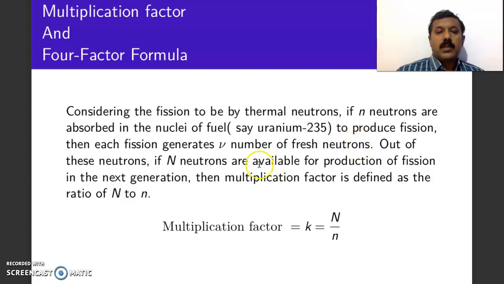And out of this nu times n number of neutrons, if capital N neutrons are available for production of fission in the next generation, then the multiplication factor is defined as the ratio of capital N to small n. That means K will be equal to capital N, that is the number of neutrons available for production of fission in the next generation, to the number of neutrons, that is small n, that produced fission in the previous generation. So this ratio gives the multiplication factor.